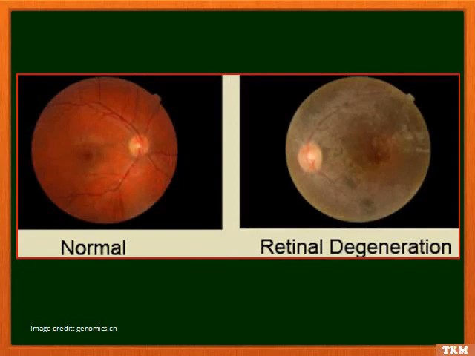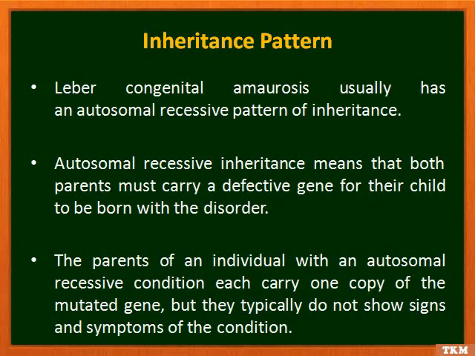How is the inheritance pattern? It usually again occurs through an autosomal recessive pattern. Autosomal recessive inheritance means that both the parents must carry a defective gene for their child to be born with the disorder. The parents of an individual with an autosomal recessive condition each carry one copy of the mutated gene, but they typically do not show signs and symptoms of the condition.